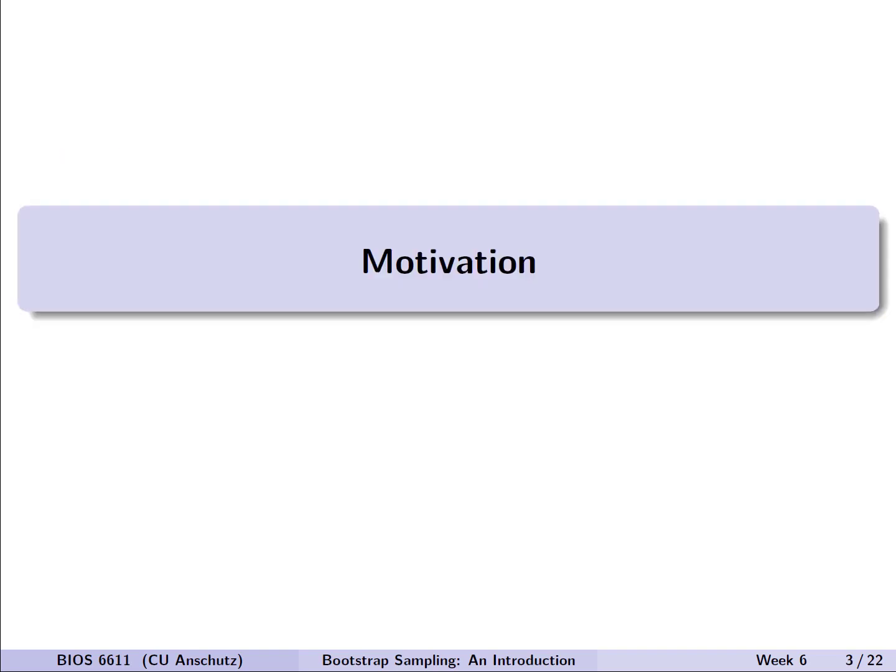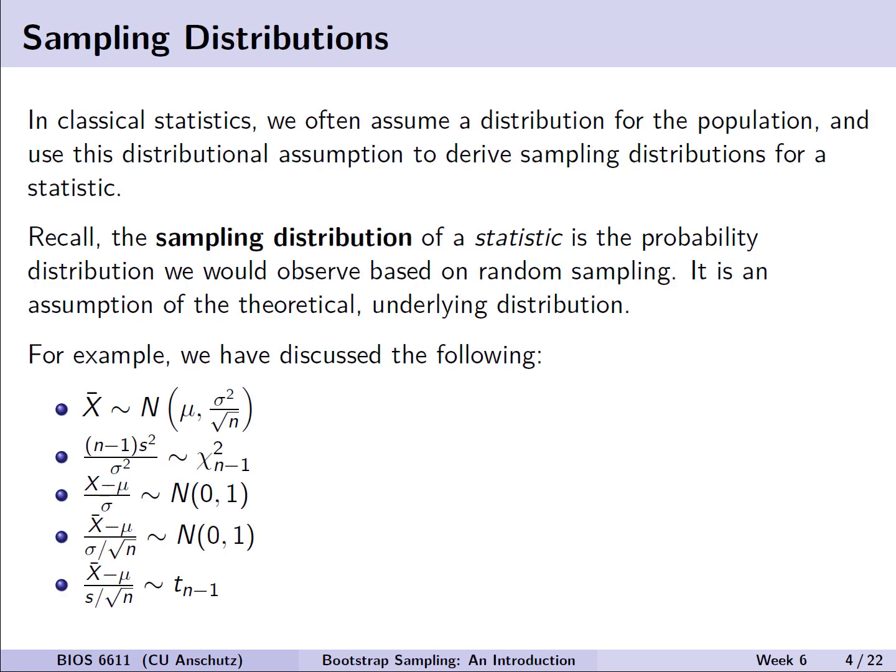So let's start with the motivation. So far, we've primarily worked with this idea of sampling distributions. And in classical statistics, that's what a lot of our inference is based off of. We assume some distribution for the population we're sampling from, and based on that assumption, we'll derive some relationship to our statistic of interest. For example, recall previously we talked that our sampling distribution of a statistic is the probability distribution we would observe based on random sampling. It is again an assumption of the theoretical underlying distribution that will vary sample to sample.